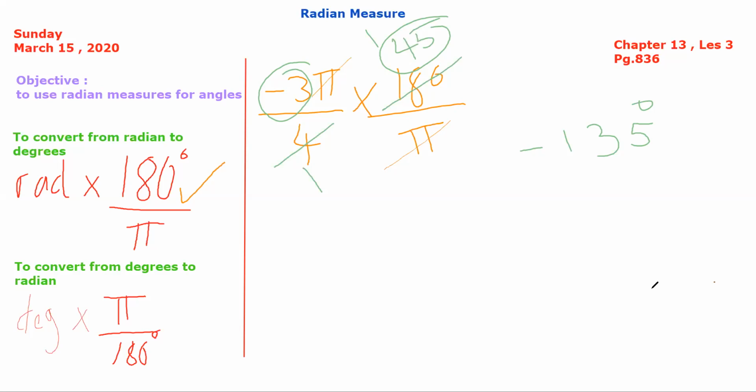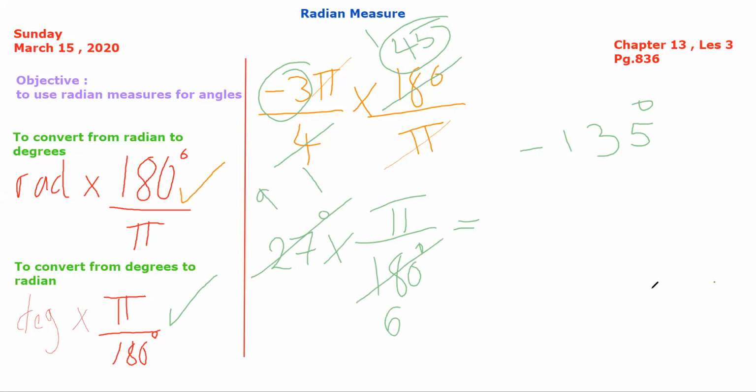Now, what is the radian measure of an angle of 27 degrees? If I want to write 27 degrees in radian, I will use this formula. Multiply by pi over 180. Now, 27 over 3 is 9. 180 over 3 is 60. 60 over 3 is 20. And 9 over 3 is 3. So it will be 3 pi over 20. So 27 degrees is 3 pi over 20.